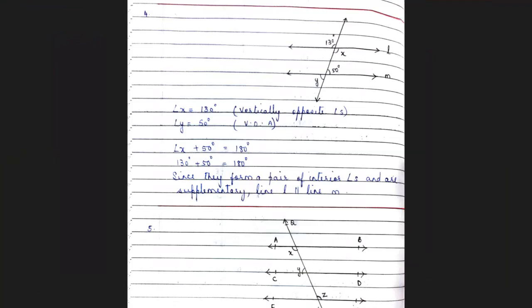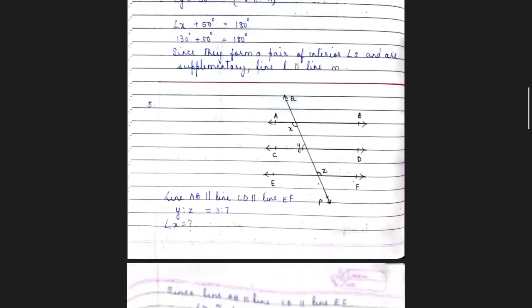Okay. Now to prove line L parallel to line M, angle X plus angle Y, 50, is equal to 180 degrees, right? Because angle X we know is 130 degrees. You are given the other angle is 50. So when you add both those angles, 130 plus 50, I get 180 degrees. Now, since they form a pair of interior angles and are supplementary, it follows that line L is parallel to line M. Okay. So that's how we prove question number 4.